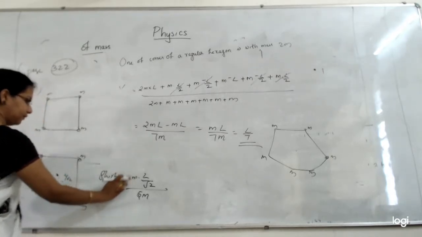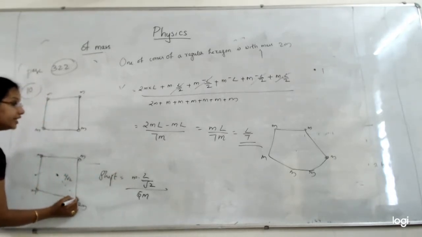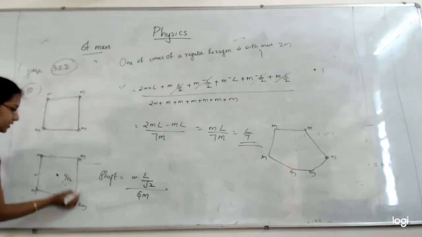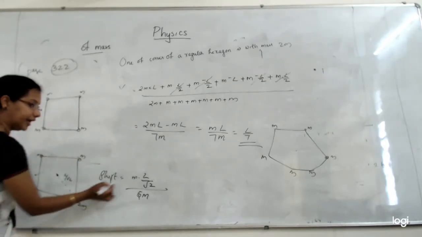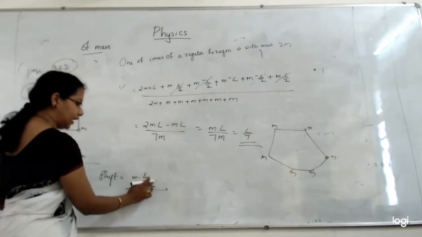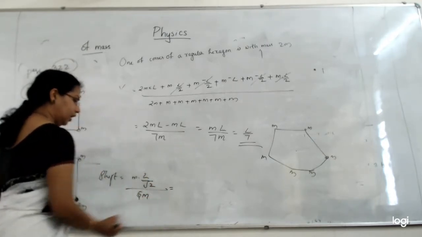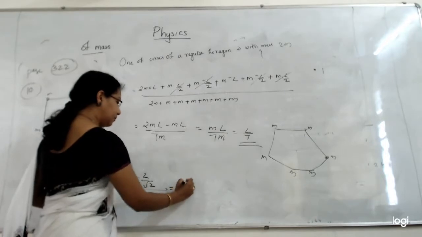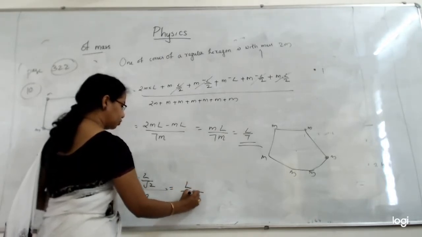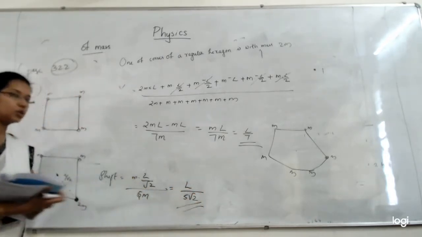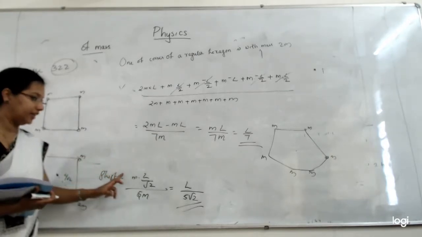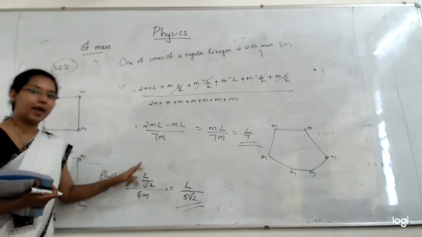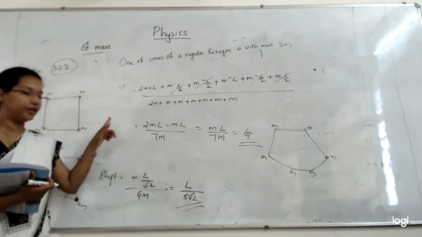And see here, what is the additional mass we should take? The identical system already has m. Other than that, the added mass is only m. We should write the added mass, m into L by root 2, by 5m. So m and m cancel, and it is L by 5 root 2. Just see, in the previous question I wrote 2m because in two places we were adding the masses. So in the previous case I wrote 2m into the distance from that point to the center.